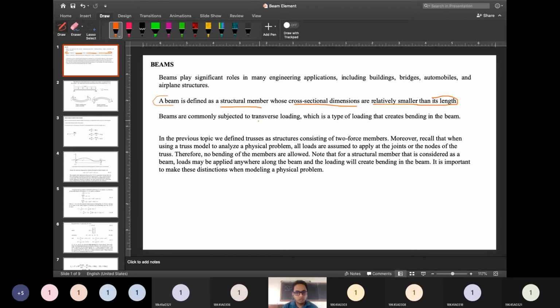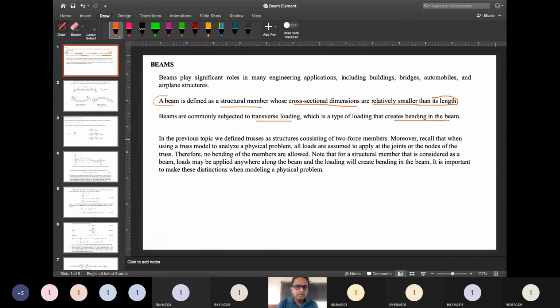Beams are commonly subjected to transverse loading, which is a type of loading that creates bending in the beam. Here we are talking about bending of the beam. When we were discussing the truss element, we studied that truss elements can be subjected to either compression or tension. There we don't have any bending load, only tension or compression. So here you have transverse loading, and transverse loading can create bending in the beam.